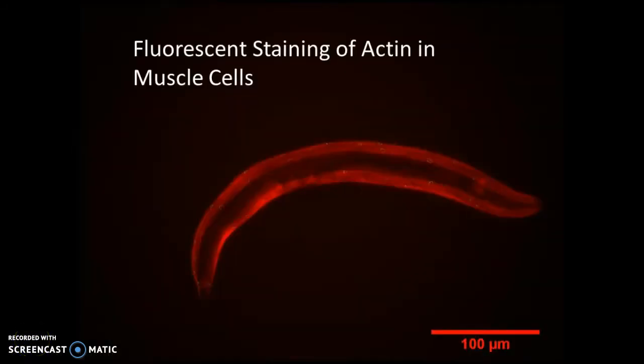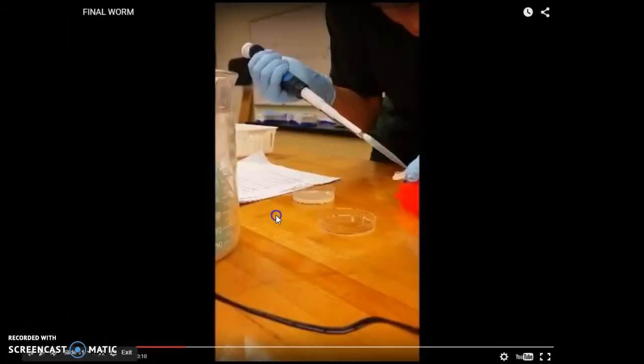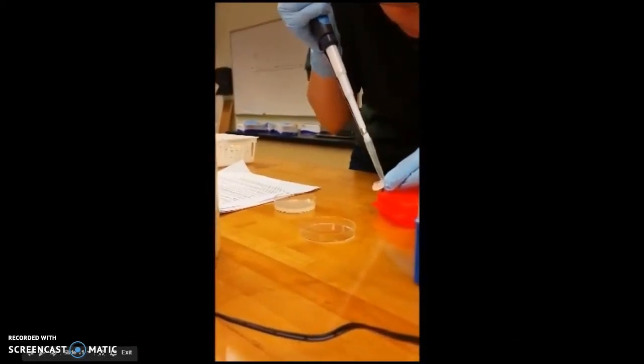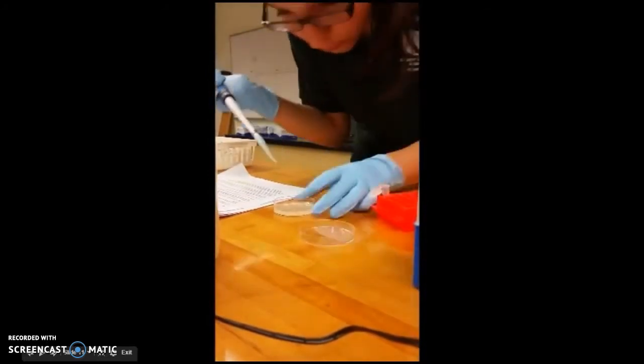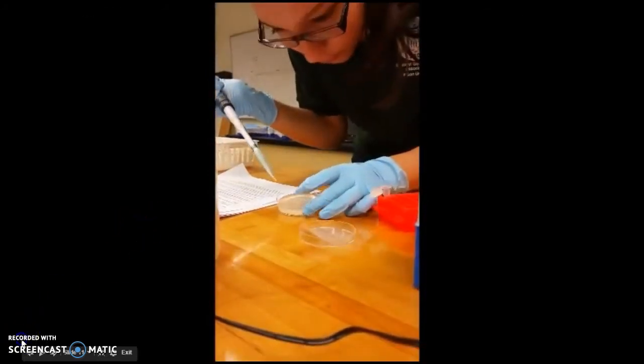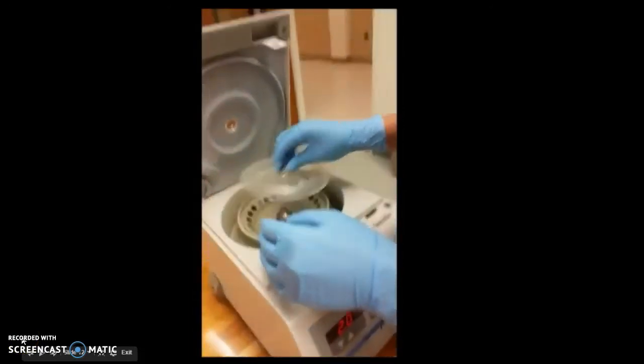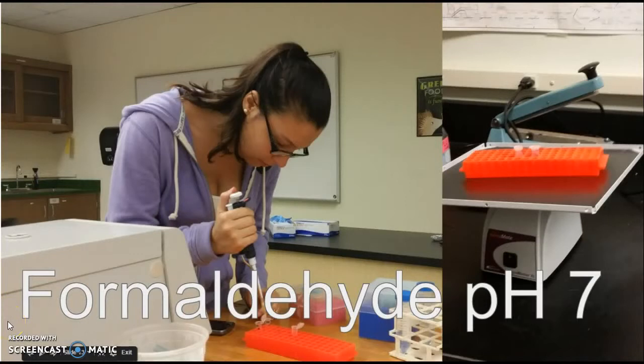In order to observe the musculature of the mutants, we did a fluorescent staining of the actin in the muscle cells using phalloidin. We washed the worms from the plate using a PBS buffer and put them into a microfuge tube. We gently centrifuged the worms to make a pellet. Then, we suspended the worms in formaldehyde at pH 7 and incubated for 30 minutes. After the incubation, we gently centrifuged again to make another pellet, and we removed the formaldehyde.